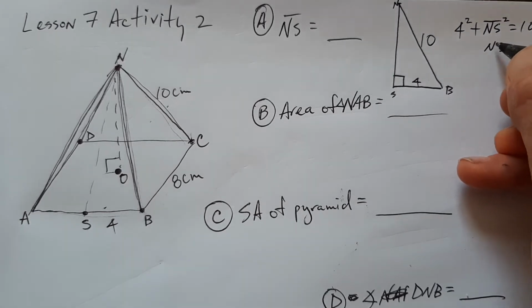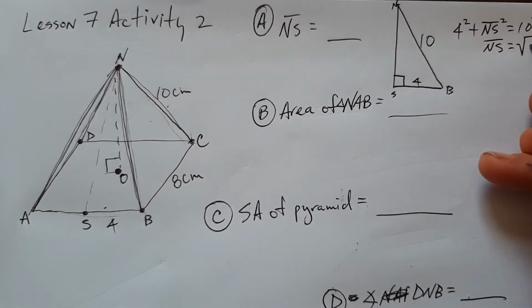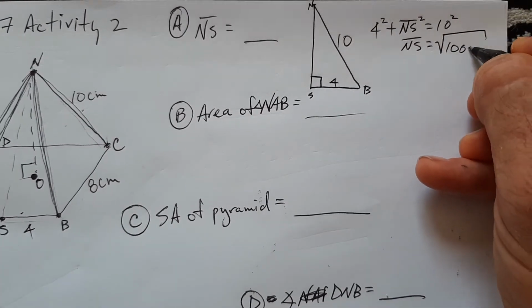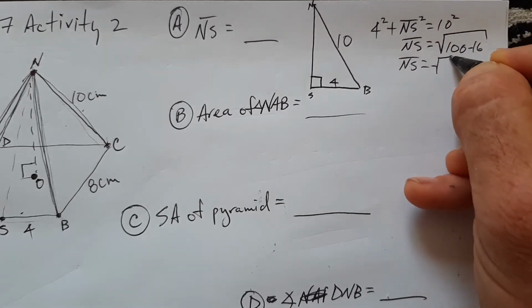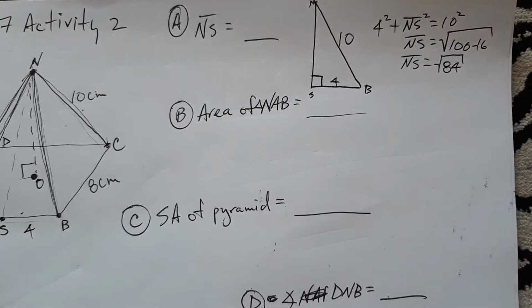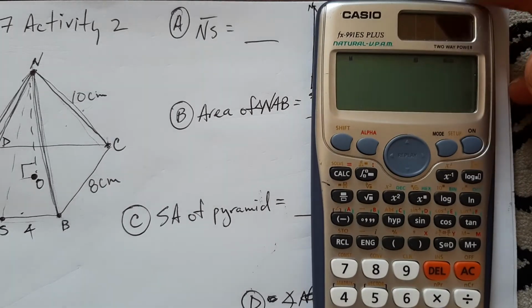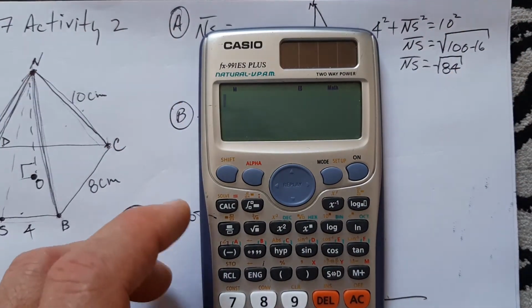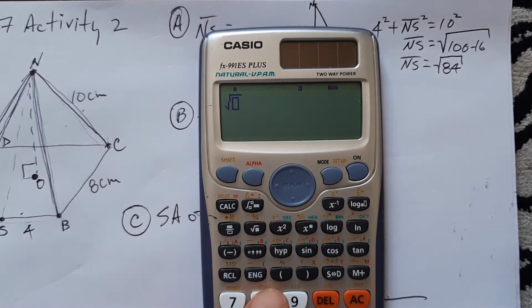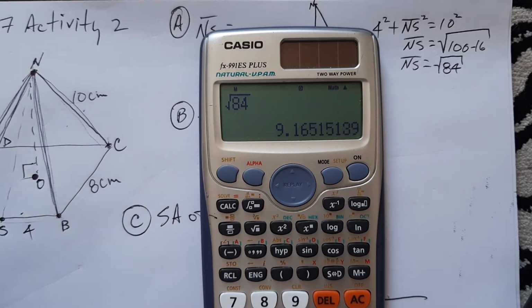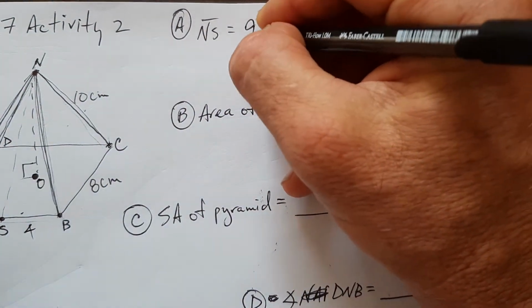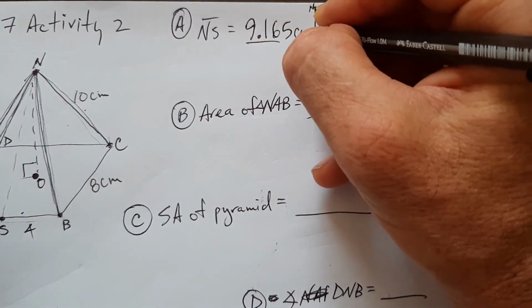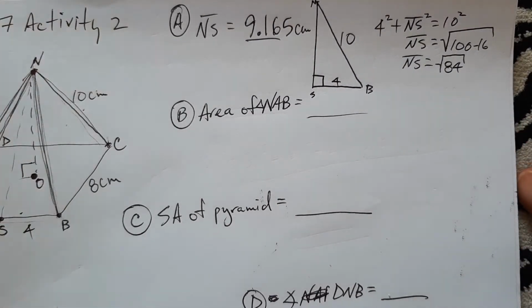So NS equals the square root of 100 minus 16. NS equals the square root of 84, which will be a little more than 9. I forget how many significant figures they wanted on this. I didn't write it down. So just square root of 84. I think they wanted 3 significant figures. I can't remember. On some of these it is 9.165. 9.165 centimeters.